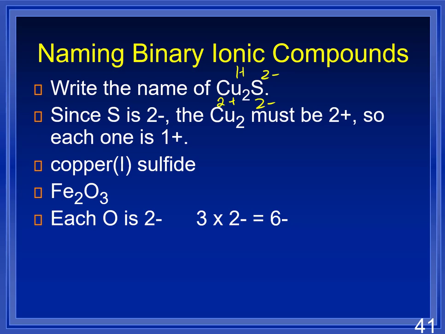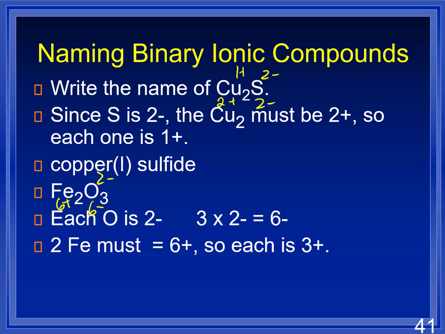Each O is 2 negative. So if each O is 2 negative, and there's 3 of them, I got a total of 6 negative. That means I need a total of 6 positive, because 6 positive and 6 negative adds up to 0. I've got 2 irons that have to add up to 6 positive. How big is each iron? What plus what equals 6? It's got to be 3 plus.